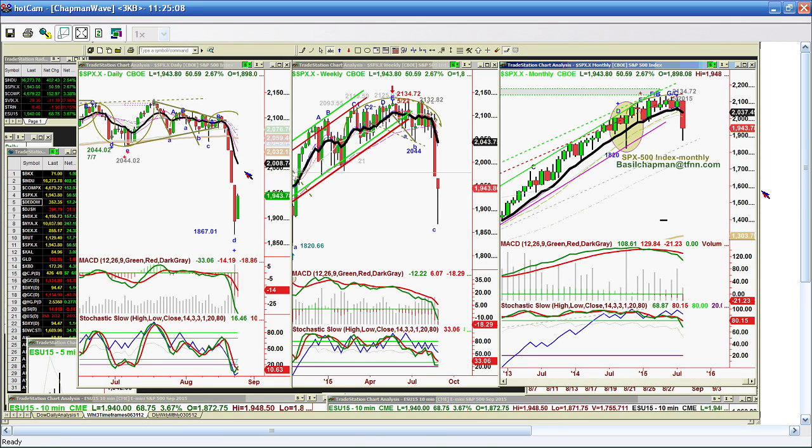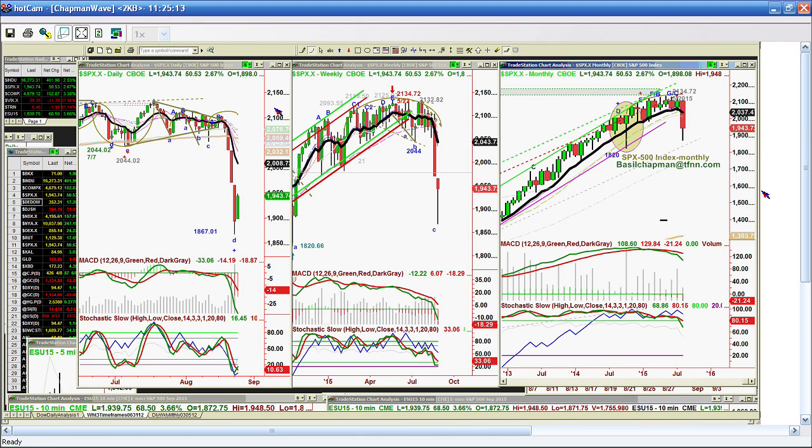Maybe by the end of the day or tomorrow I'll have a different perspective, but I'm going to draw in the arch formation, and that suggests that we could go to about the 1980s. Yeah, that's what I was thinking, 1980s. So we'll see how that pans out. 1980s, another 400 points in the Dow. So we're going to be looking at this very closely.